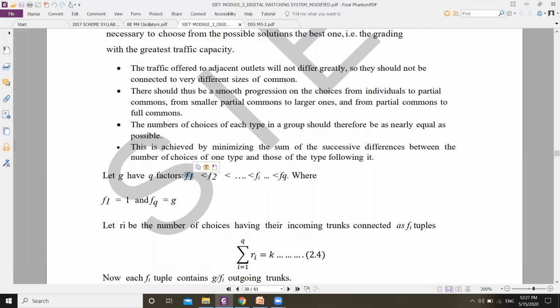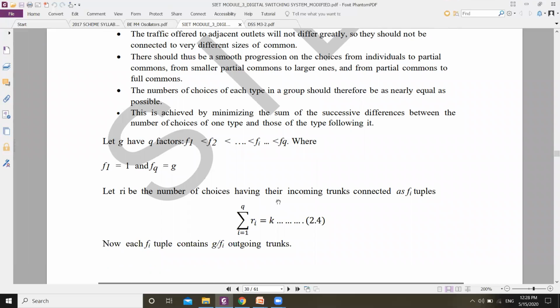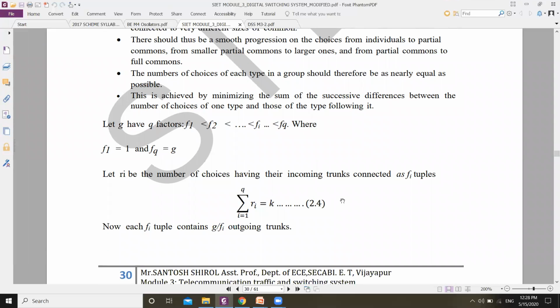Then F1 is less than F2, and so on up to F4 less than F5, and F5 is less than FQ, where F1 is 1 and FQ is G. The least value of F1 will be 1 and the maximum factor FQ is equal to the number of groups G. Let Ri be the number of choices that we are making having their incoming trunks connected as Fi tuples. Then we can write the equation as summation of i equal to 1 to Q of Ri is equal to Q. Let us call this equation 2.4.